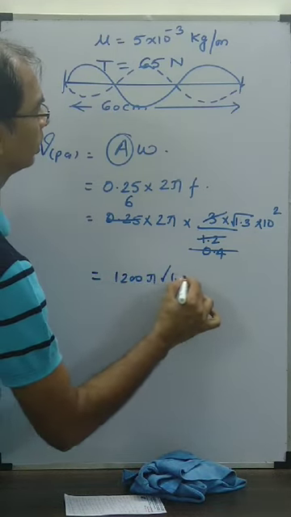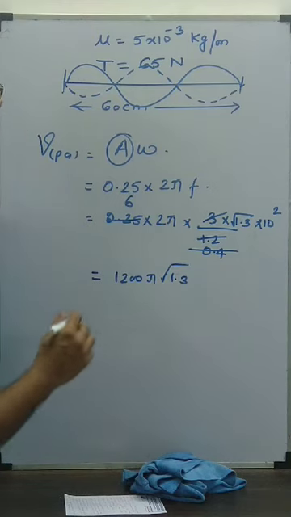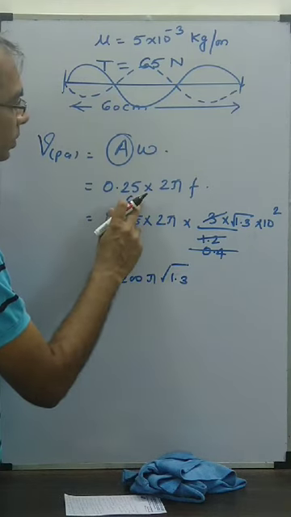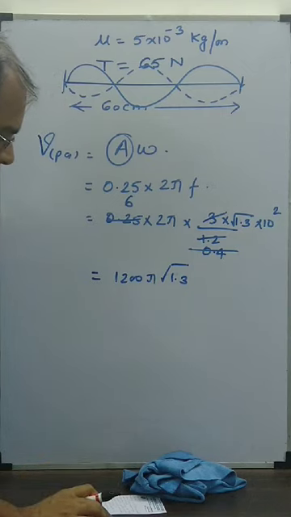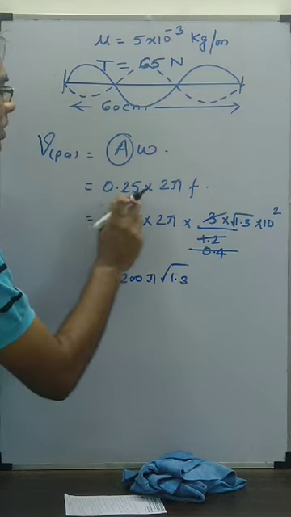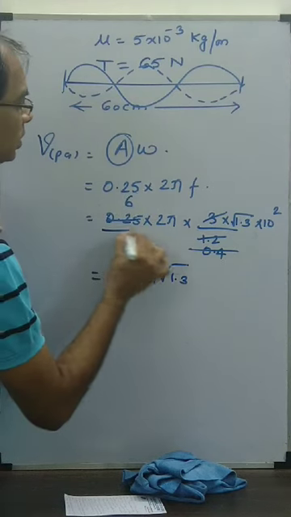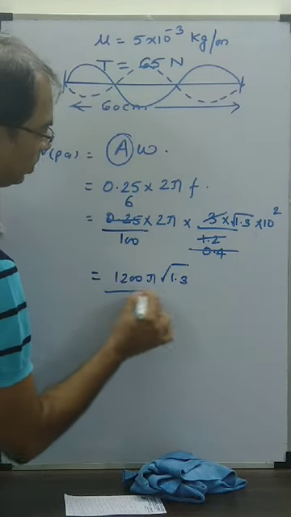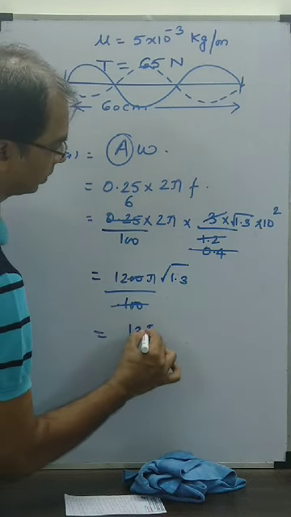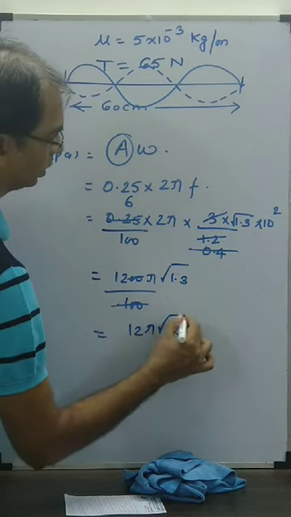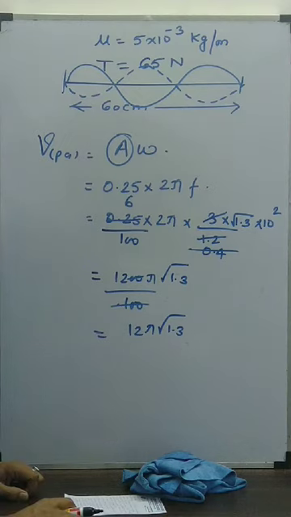into root 1.3. Okay, but this 0.25 was given in centimeter, I guess. So first thing is we need to convert this into meters. So by 100 is here, so by 100 is here also. This gets cancelled. So it becomes 12 pi root over 1.3. That should be the answer for the maximum particle speed.